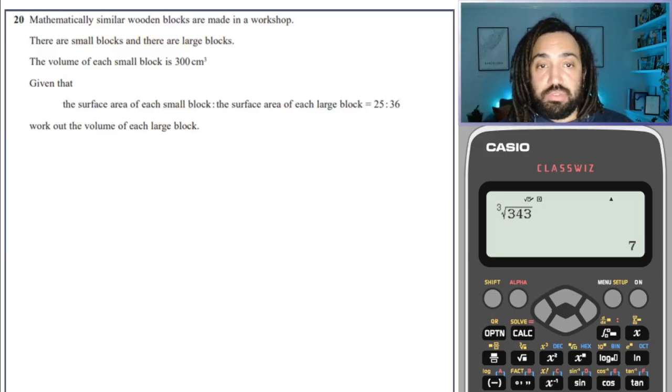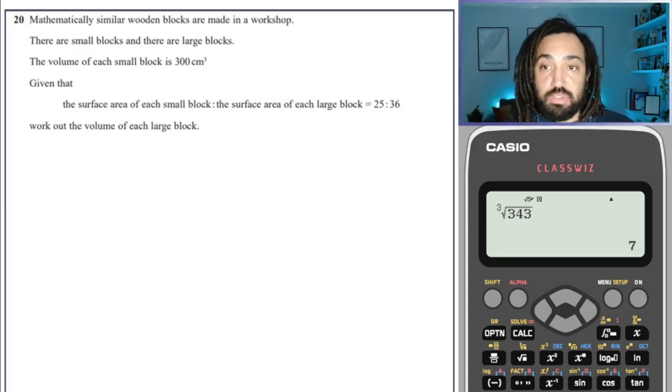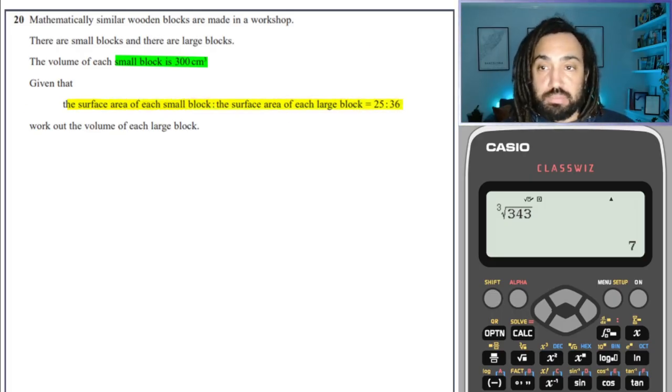Okay, next question. We've got these wooden blocks, which are mathematically similar. There are small blocks, there are large blocks. The volume of each small block is 300. Given that the surface area of each small block to the surface area of each large block is given as this, work out the volume of the large block.